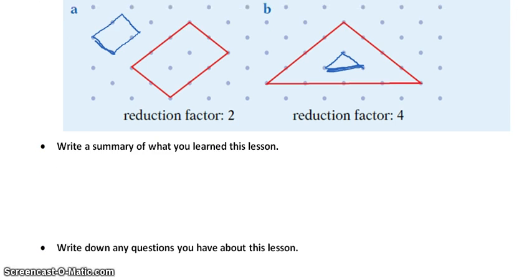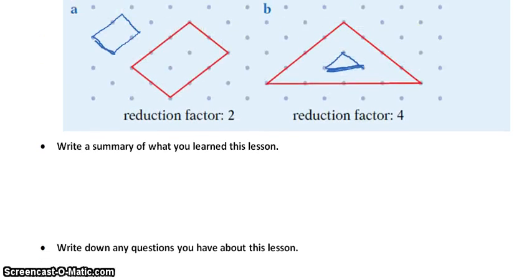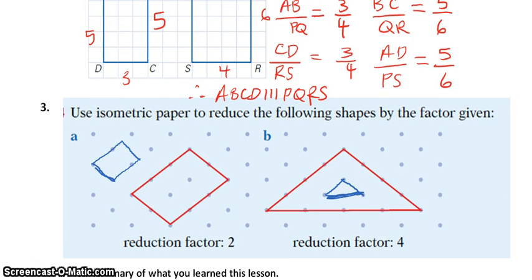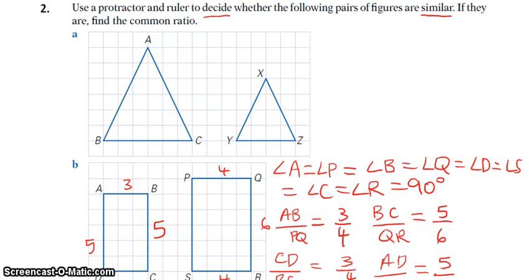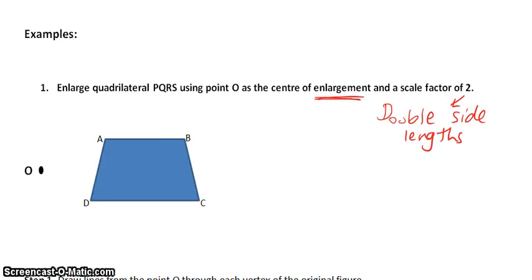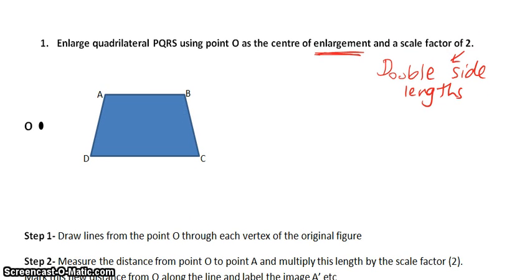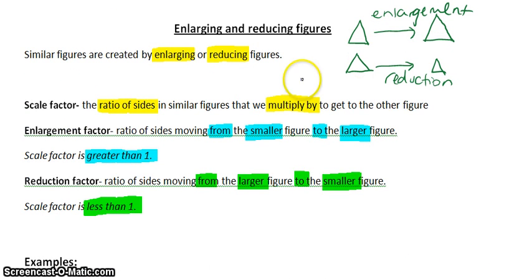Alright, so write a summary of what you learned today and any questions you have, and bring your booklets with you to class. Today we've learned about reduction factor, enlargement factor, how to decide whether two figures are similar by using a ruler and a protractor, and enlarging from a point. So make sure you learn what these terms mean. Pause the video again if you need to and copy everything down, and I'll see you soon.